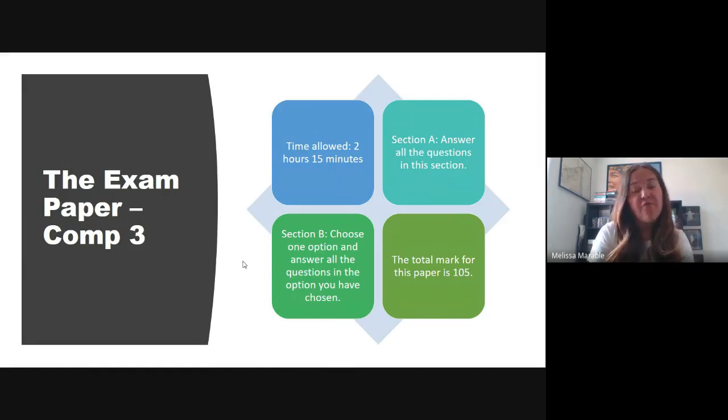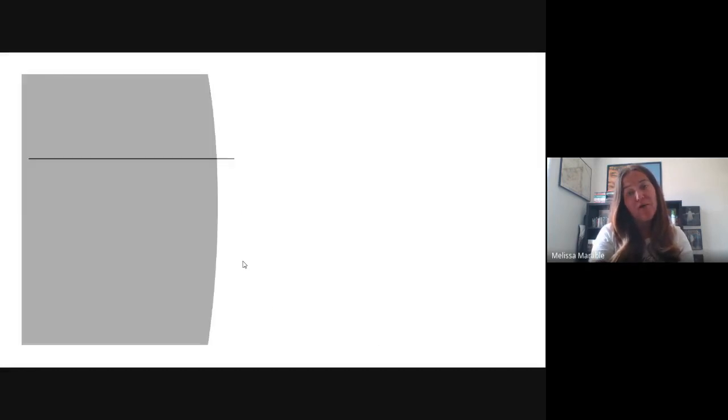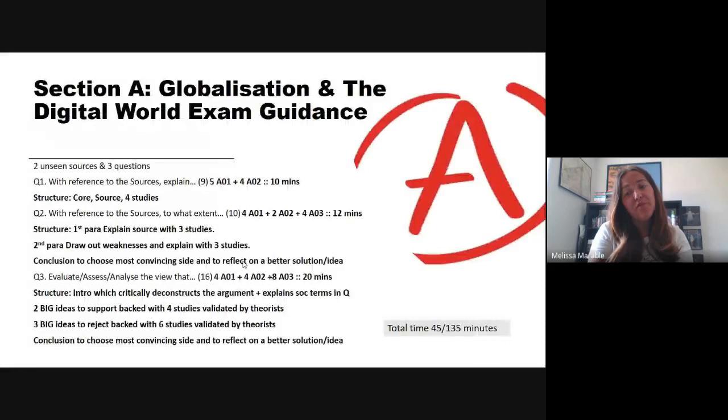You must answer everything in section A, so just like paper 1, and then section B you choose between crime, education or religion. But as I said, your teacher next year will go into detail with you when they begin to teach that part of the course. Total mark for this paper is 105 marks. Here's some examples of the exam question.